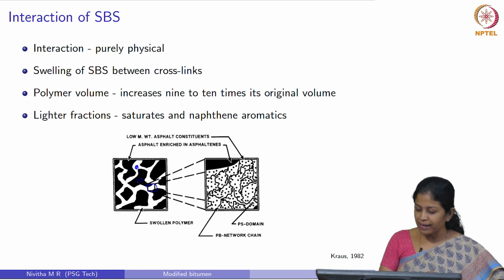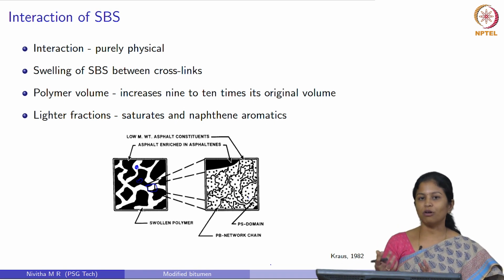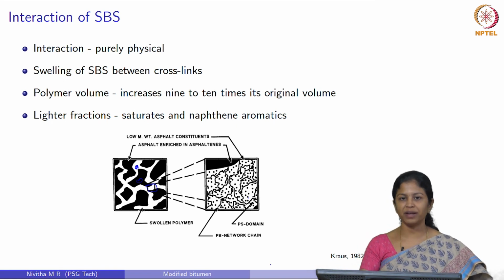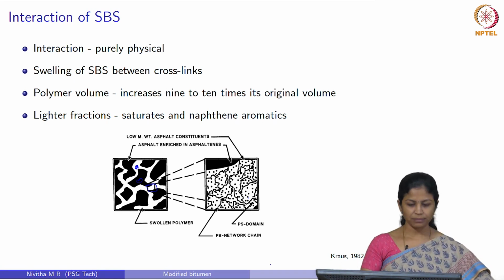So, they have said that there are polystyrene domains which are seen as black dots here, and the polybutadiene contributes to the white thing here, which is seen as the base. So, this is the polystyrene domain and this is the polybutadiene network chain, right. So, this is the morphology of SBS modified bitumen, and many people were able to verify it using some microscopic based techniques, right. So, this is the interaction of SBS.